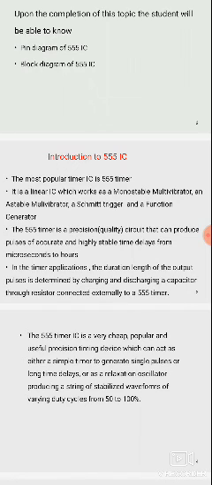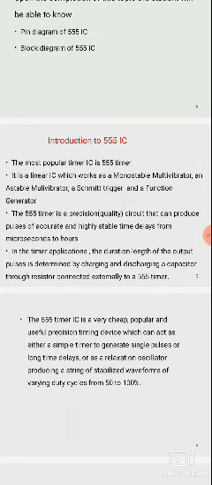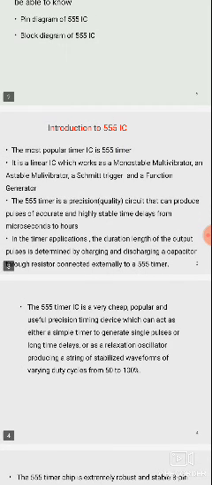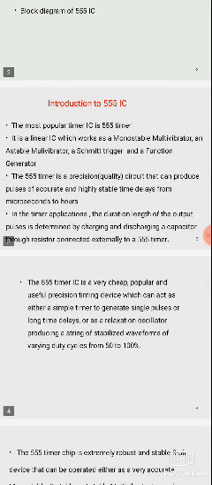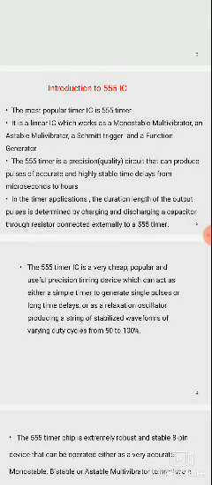It consists of active and passive components. The 555 timer is a quality circuit. It can produce pulses with accurate and highly stable time delays, from microseconds to hours. Time delay is measured in seconds. We can measure time in terms of seconds only. So the time delay ranges from microseconds to hours.